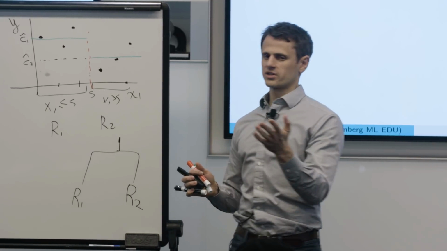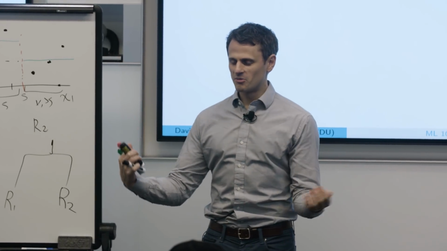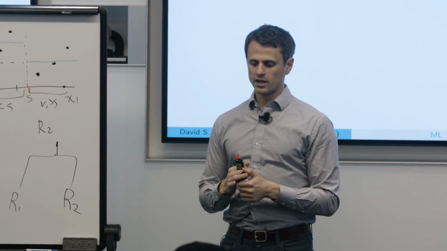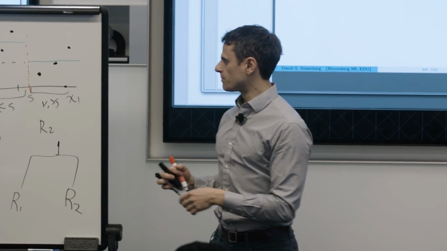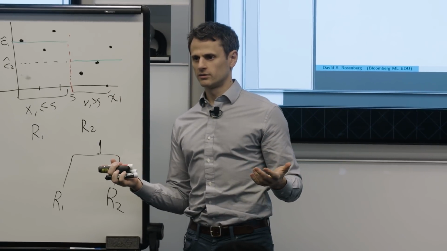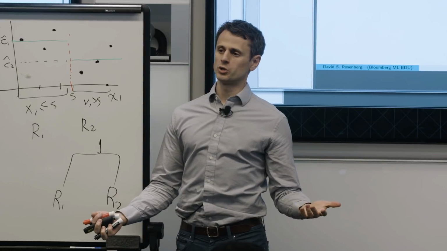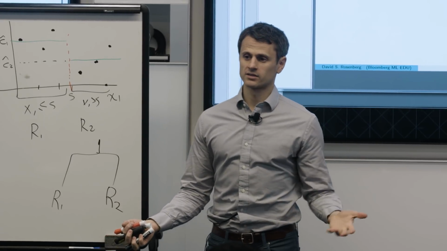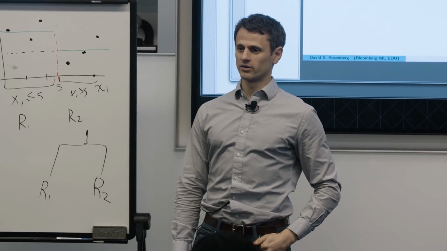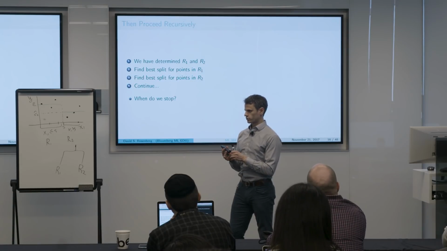Yeah, so the question is: finding the best possible split for a particular step may not optimize the overall objective of minimizing the loss of the tree you end up with. That's absolutely correct. So that's why this is a greedy algorithm. All right, so that's the rough idea of how we build trees.